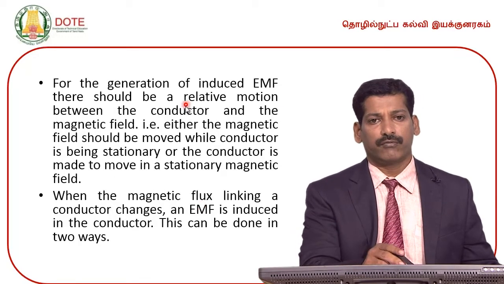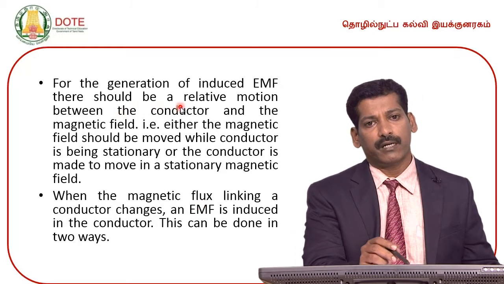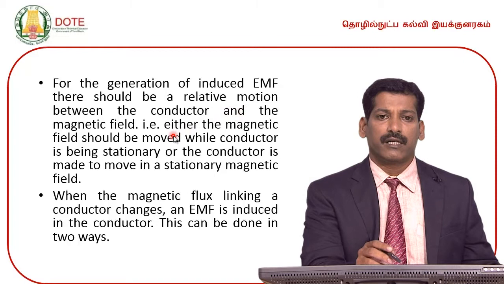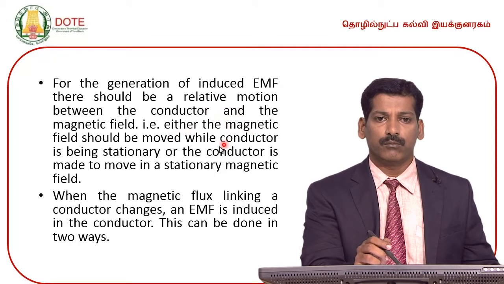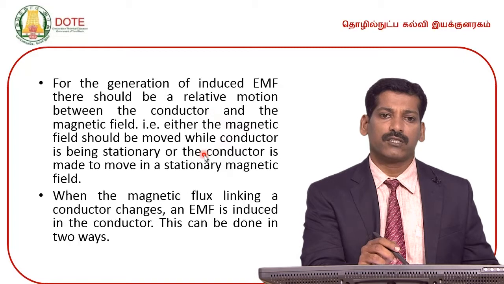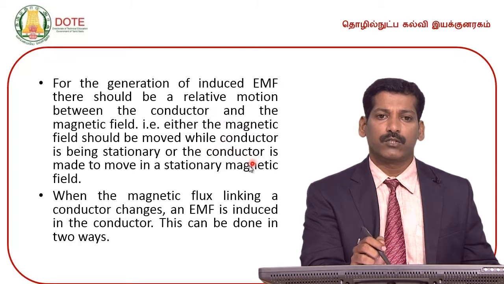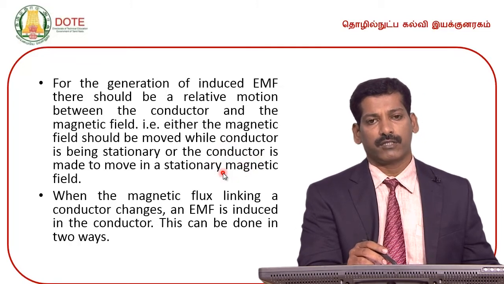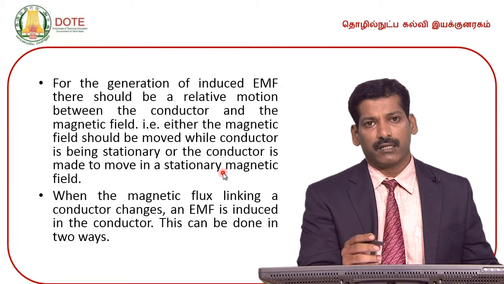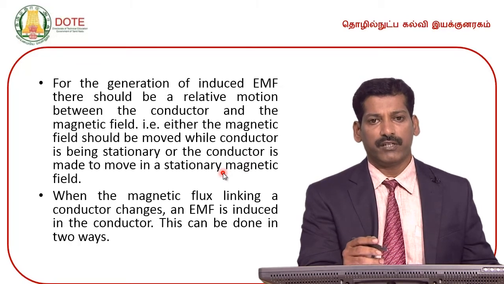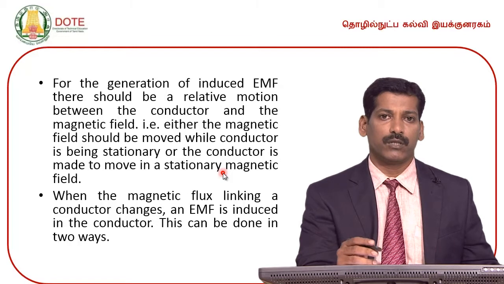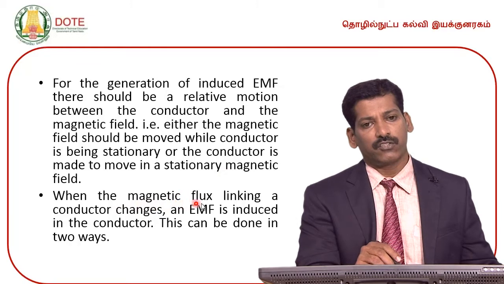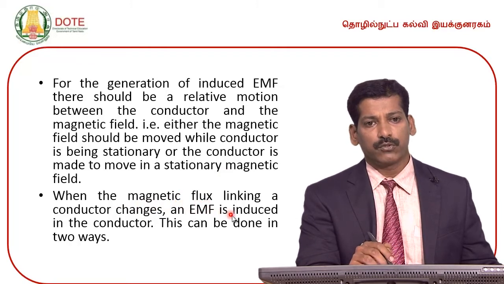For the generation of induced EMF, there should be a relative motion between the conductor and the magnetic field, that is, either the magnetic field should be moved while the conductor is stationary, or the conductor is made to move in a stationary magnetic field. Either of these two should happen for the generation of induced EMF. Either the conductor should move or the magnetic field should move when the other one is made stationary. When the magnetic flux linking a conductor changes, an EMF is induced in the conductor.